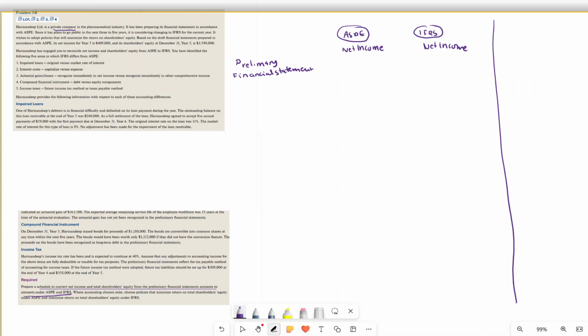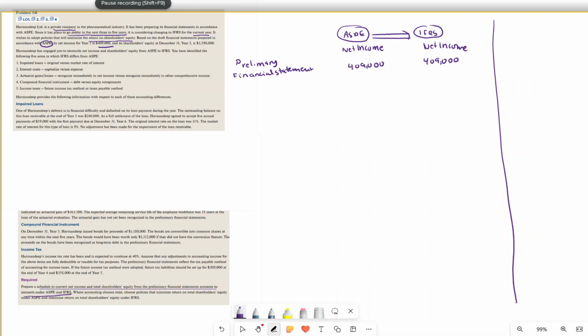They're saying that since it planned to go public in the next 3 to 5 years, considering changing to IFRS in the current year, it wishes to adopt the policy that will maximize the return on equity, based on the draft financial statement prepared according to the ASPE. The net income that they prepared according to ASPE was 409. So what we're doing is we're converting our ASPE net income to IFRS. So we'll start with the same number for both net incomes.